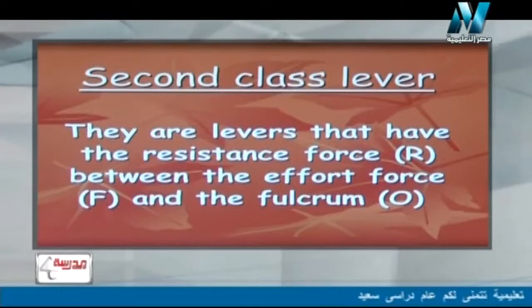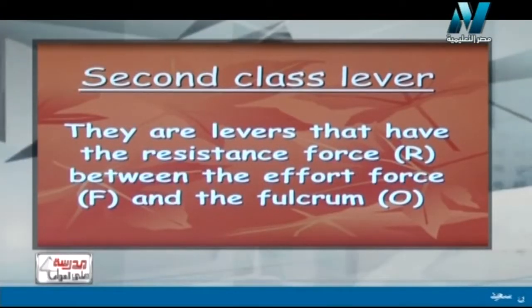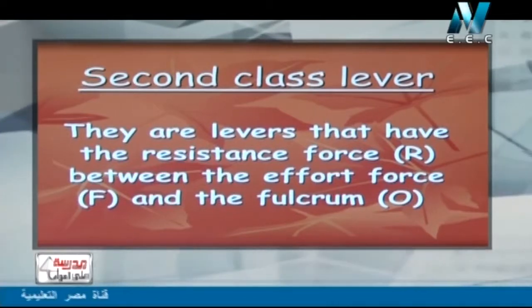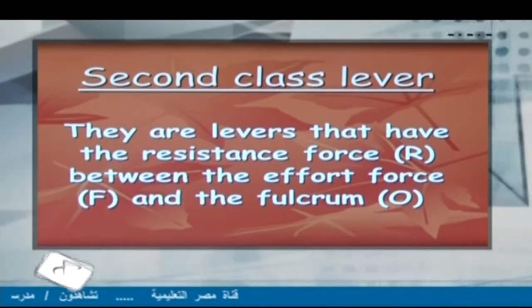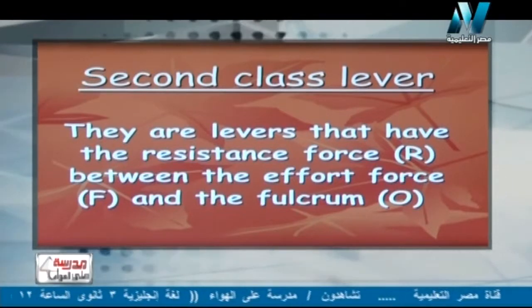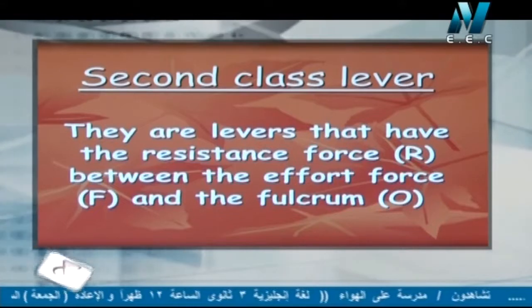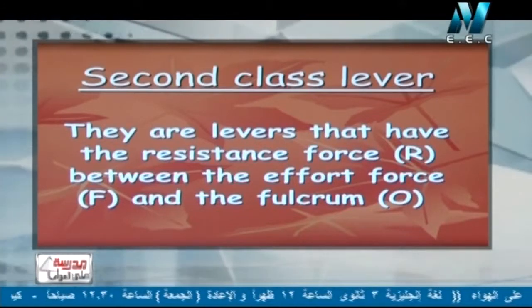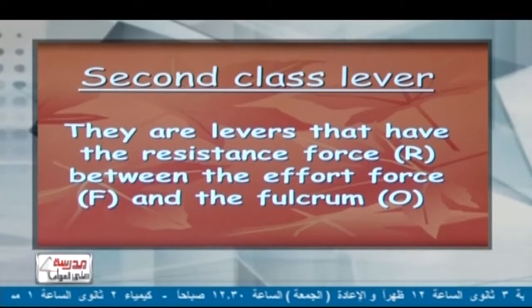Again, the بدل is considered a first class lever because it has the fulcrum between the effort force and the resistance force. So now let's move to the second type of lever, which is called the second class lever. النوع الثاني هنسميه second class lever, and we have studied that they have the resistance between F and O. They are levers that have the resistance force R between the effort force F and the fulcrum O.